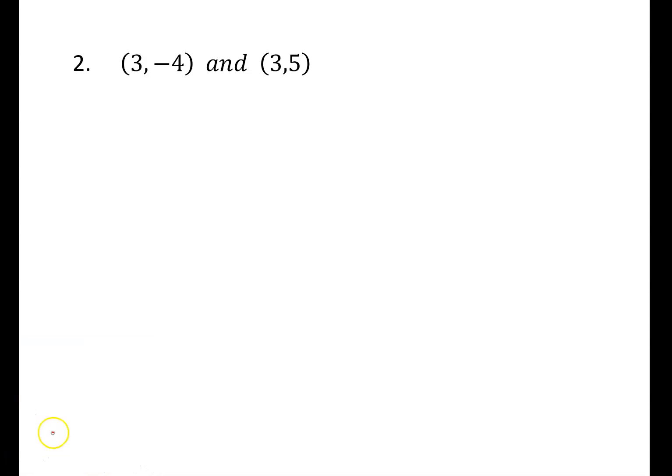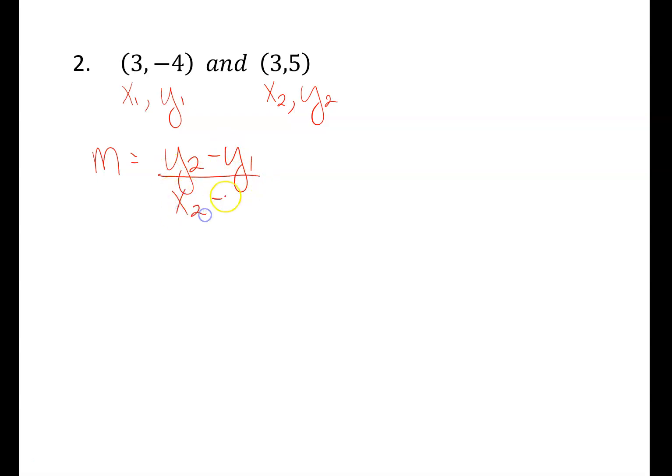Okay, so we have two ordered pairs again. I'm going to go ahead and label again. This is x1, y1, and x2, y2. And I'm going to write the formula again. The more you write it, the more you'll remember it. And then we will substitute.